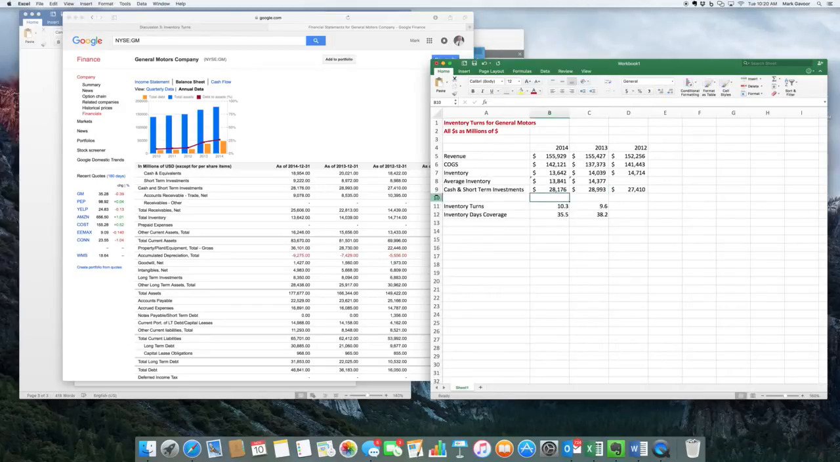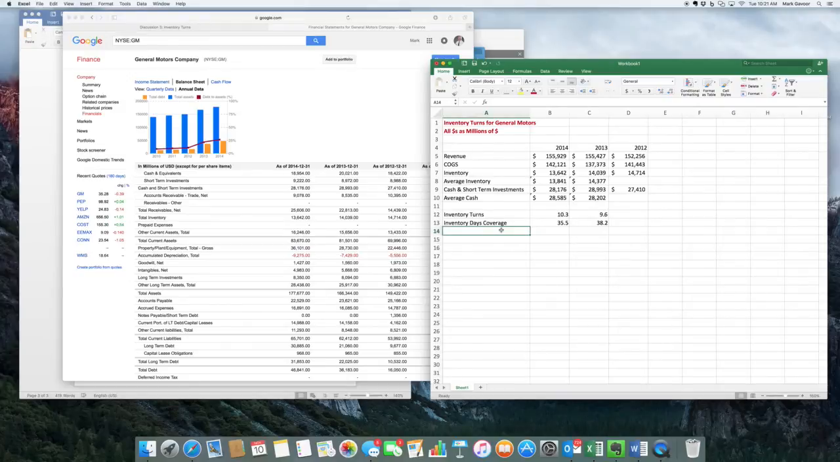So if I insert another line and call this average cash, I think I'm going to be able to just copy and paste the inventory line down here, and it should give me average cash. If you want to check, just click on it and say yes, it's exactly what it should be. So there I am.